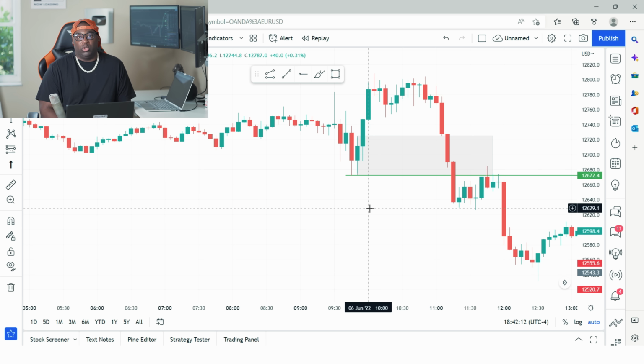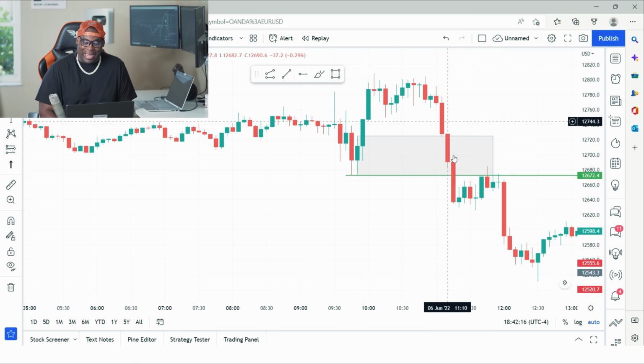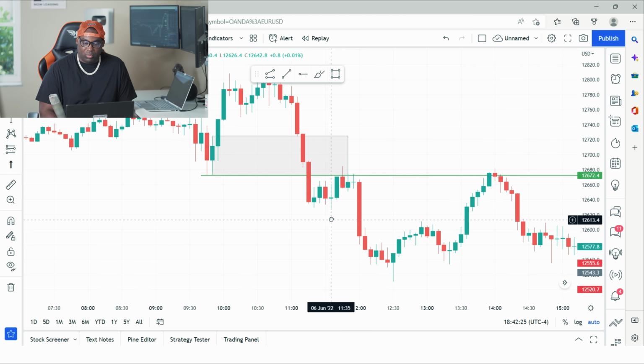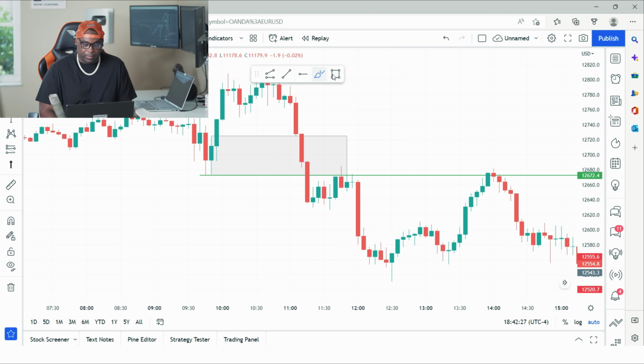Or what you can do is you can wait for the next supply zone. So right here, we broke that demand zone. Now, after that, if they create a supply zone, since the market's going down now, all right, so right here, we have a supply zone right here. Look. Okay, supply zone right here.